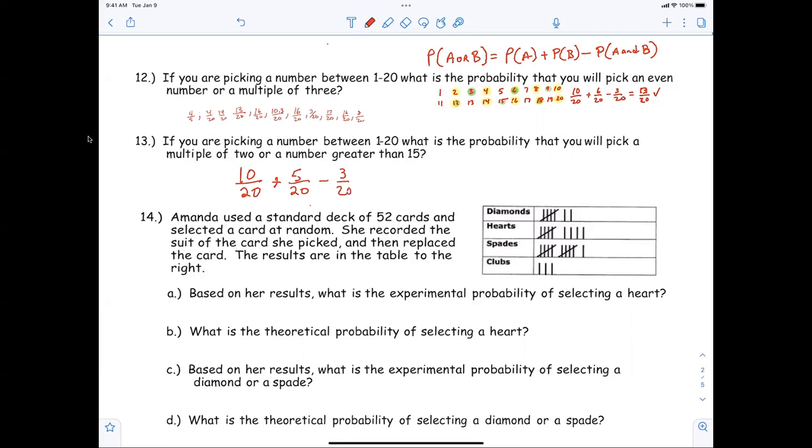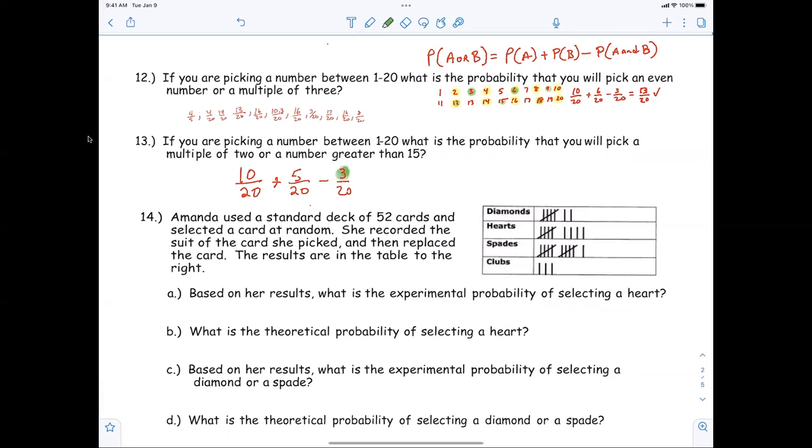So that's the formula. Listen how simple that is. The probability of getting a multiple of 2 is 10 out of 20. The probability of getting a number greater than 15 is 5 out of 20. How many numbers are greater than 15 and even? 3.